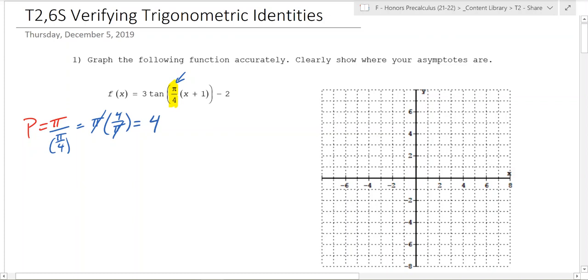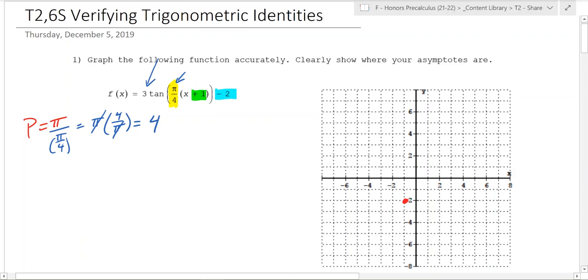And then instead of starting at 0, 0, which is kind of where we set the center to be, we know that this 1 is going to move it 1 to the left, and then this 2 is going to move it 2 down because it's negative 2. So instead of being at 0, 0, it'll start right here. So there's like this midline at negative 2. What this 3 is going to do is stretch the amplitude by 3.